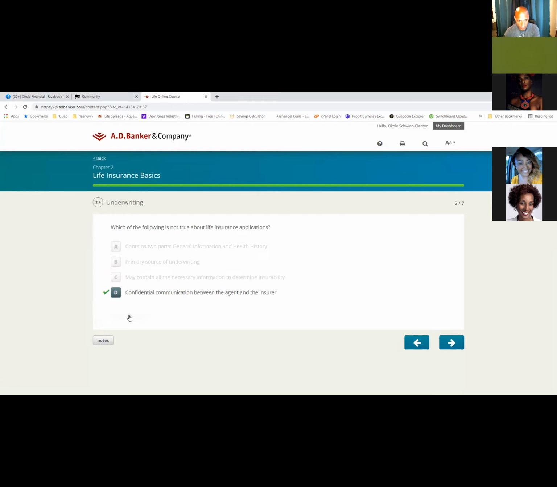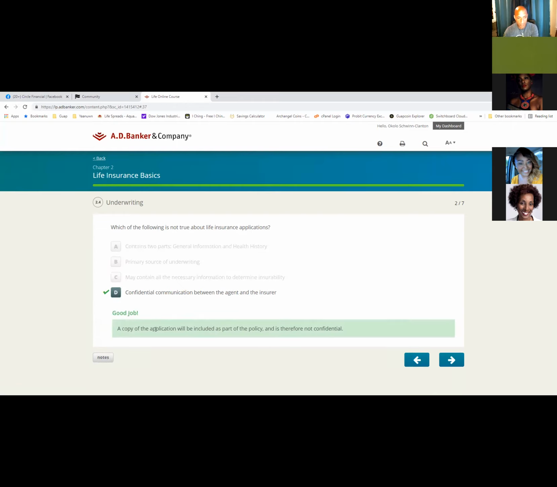A copy of the application will be included as part of the policy and therefore not confidential. Oh, I see. Right. There is nothing confidential between the agent and the insurer. Right. Because the insured will get a copy. So there's nothing that the agent's going to go talk to the insurance company and say, oh yeah, by the way, I got this information. It's all going to be available to the insured.